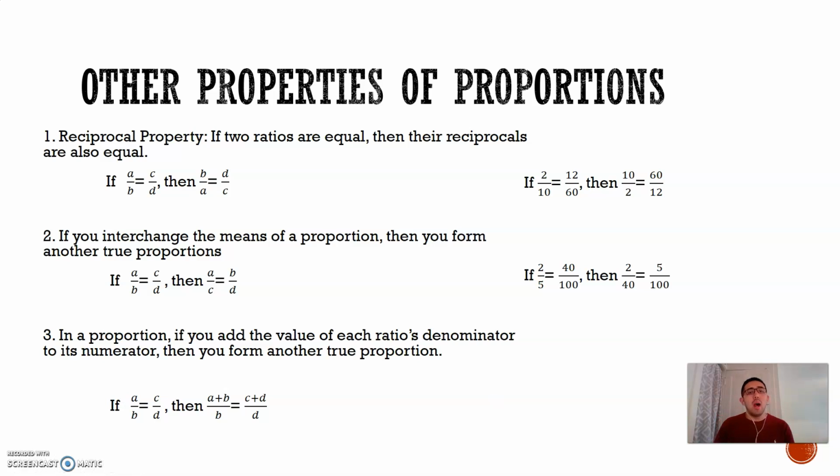Also, in a proportion, if you add the value of the ratio's denominator to its numerator, then you form another true proportion. So if you take the B value and add it to the A, and take the D and add it to the C, then you still get proportions that are equal. So this is 7 over 4, and that is 175 over 100. As you can see, if you simplify them, those proportions are also equal. If you have any questions, make sure you email me.